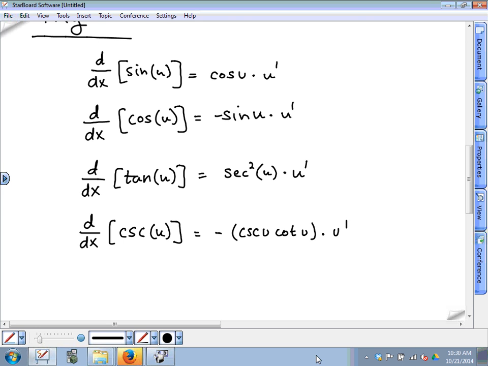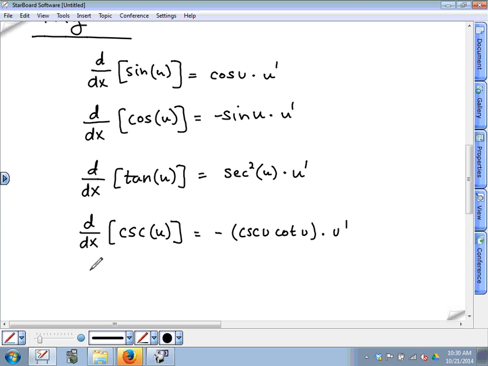u prime. Now, I was actually being serious when I asked a little while ago, what is with the u prime? This is the chain rule. We're taking the derivative of the outside function, which is the trig function, but then isn't there an inside function, u? So you have to multiply by the derivative of that inside function.